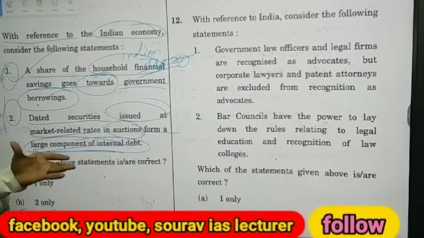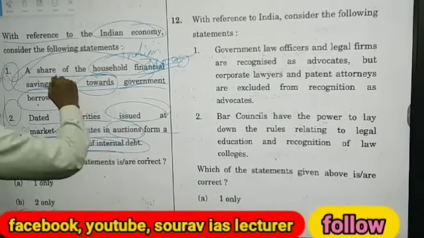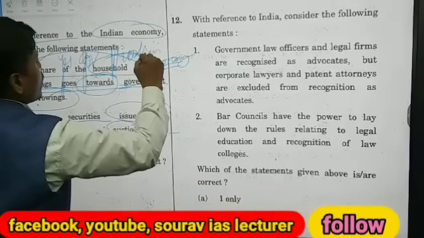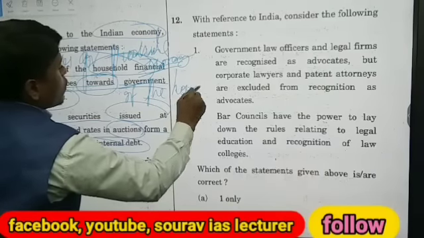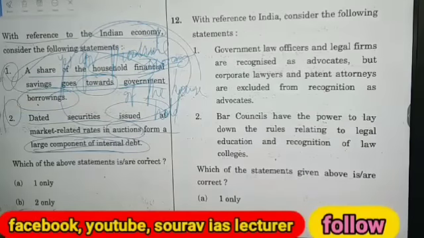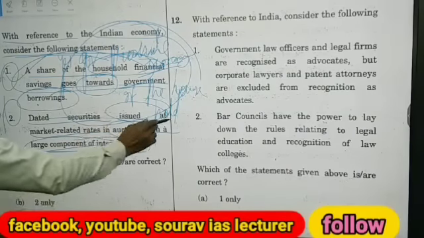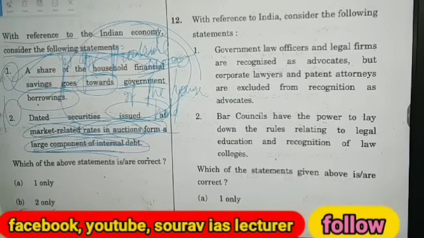A share of the household financial savings goes toward government borrowing. Yes. The government provides for the household economy. Debt securities issued at market-related rates also form a large component of it. Question C, correct option.